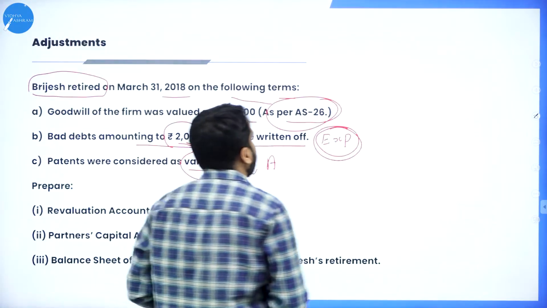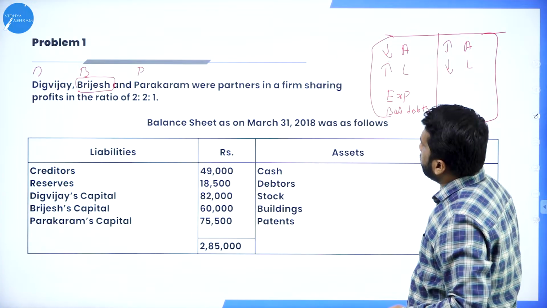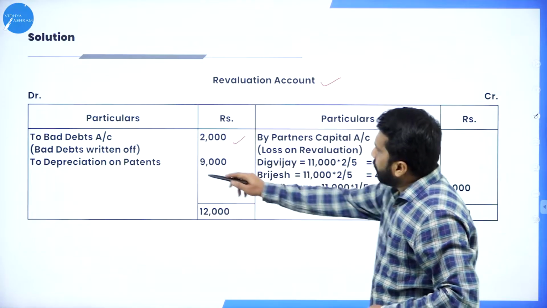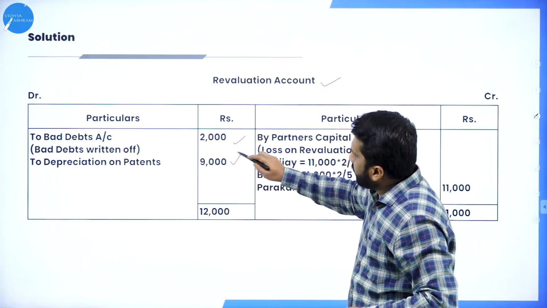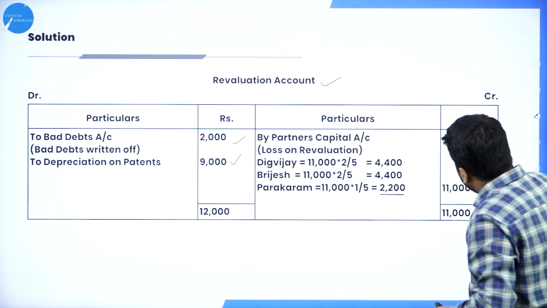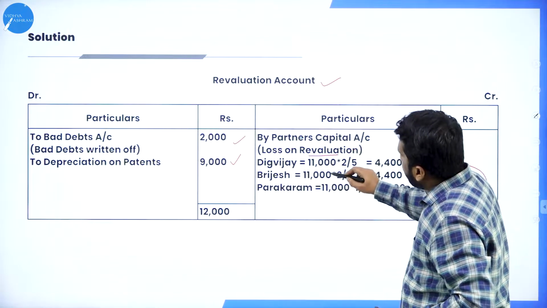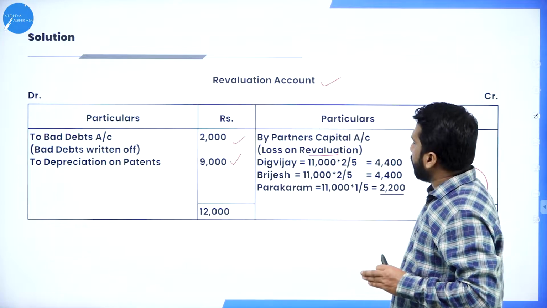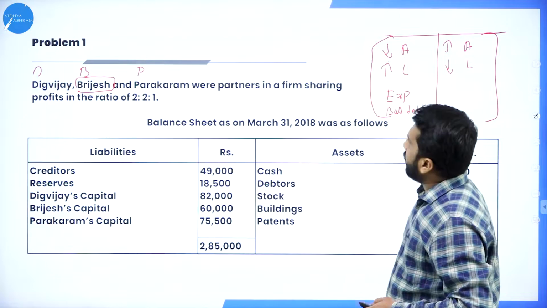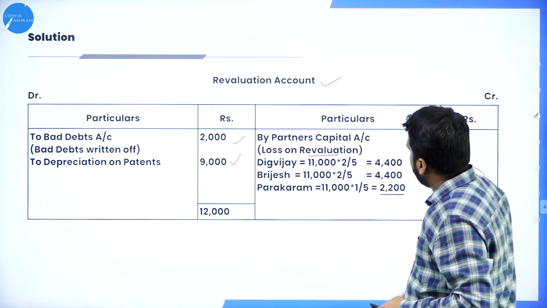Along with that, one more is what? Decreasing asset. Go to the adjustment. Decreasing asset, debit side. Now, your depreciation of patent is 9,000. 9 plus 2 it is 11,000. The whole 11,000 will be your revaluation loss. That 11,000, in what ratio will it be divided? There are three partners. The ratio they have already given, 2:2:1. So it will be what?